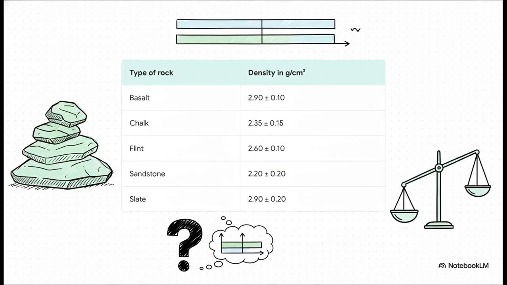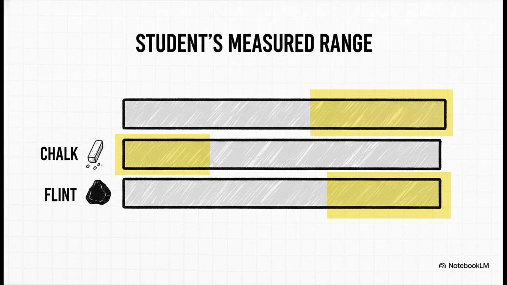And the key thing to notice is that each rock type also has its own uncertainty range. So the trick to solving this is to figure out the full density range for each rock, and then see which of those ranges overlaps with the student's measured range, which we know is between 2.45 and 2.65. So the only correct answer, according to the mark scheme, is chalk or flint. And let's quickly see why.